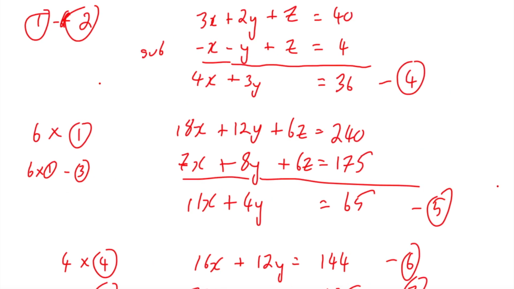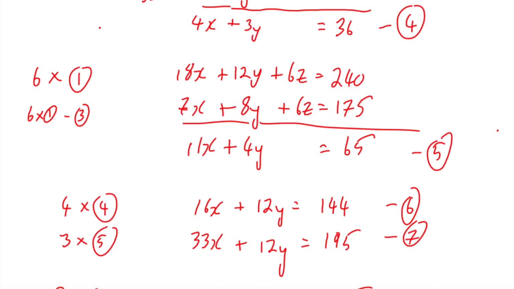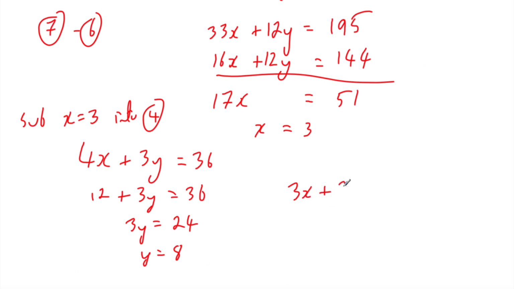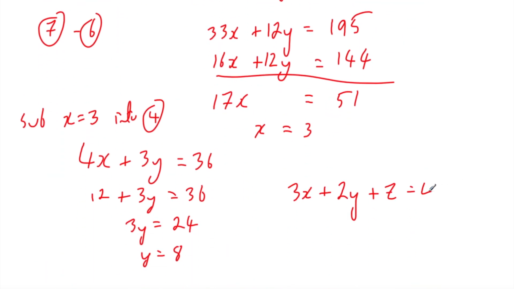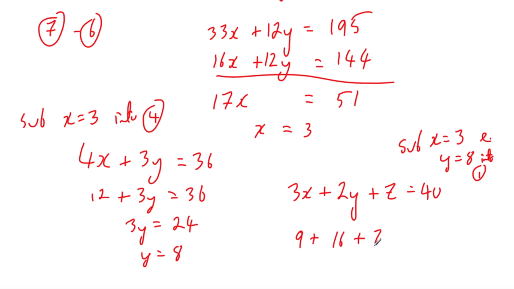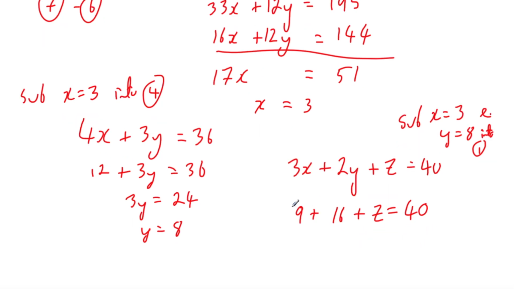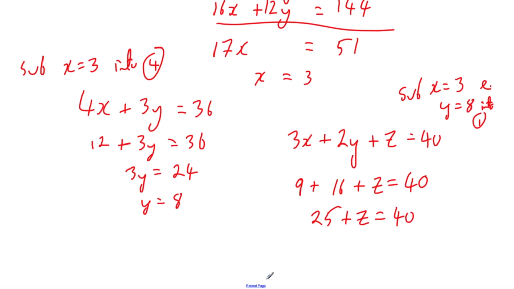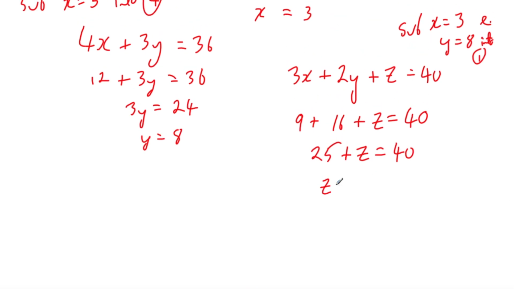Let's go back up to the equations we were given in the question. I'm going to choose equation 1: 3x plus 2y plus z equals 40. We're subbing x equals 3 and y equals 8 into equation 1. So 3 times 3 is 9, plus 2 times 8 is 16, plus z is equal to 40. 9 plus 16 is 25, plus z equals 40. If we take away 25 from both sides, we'll find out what z is. So z will be equal to 15.